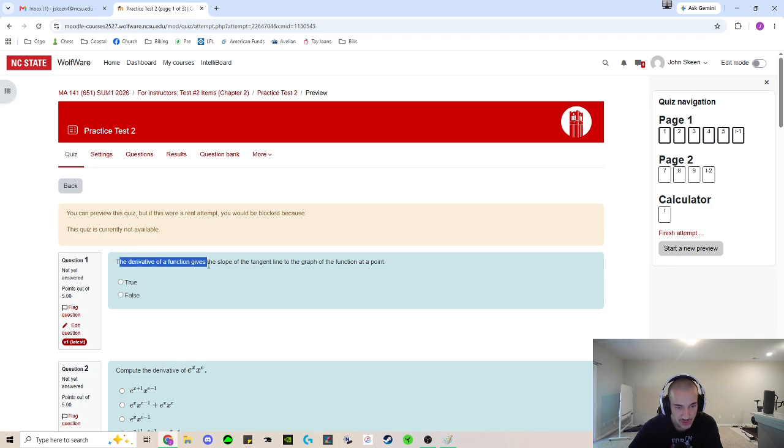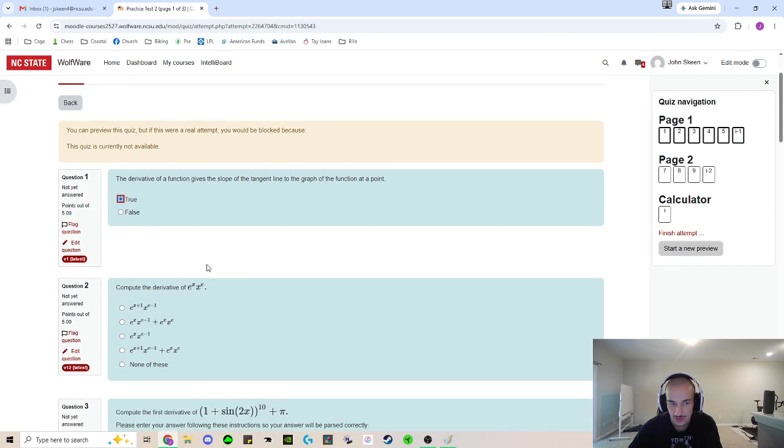Here, the derivative of a function gives the slope of the tangent line to the graph of the function at a point. What is this? Okay, this is going to be true, right? This is what the derivative is. f prime of 3 is going to tell you the slope of the tangent line of f at 3.